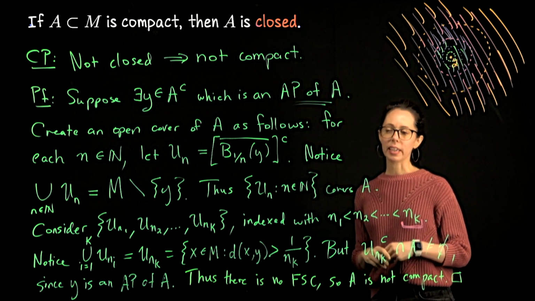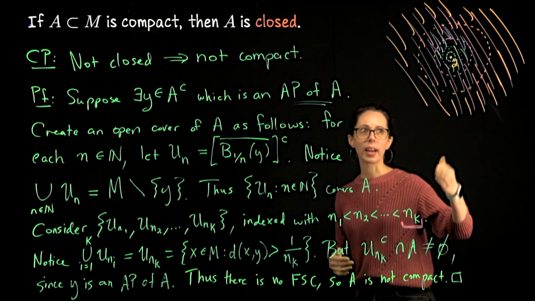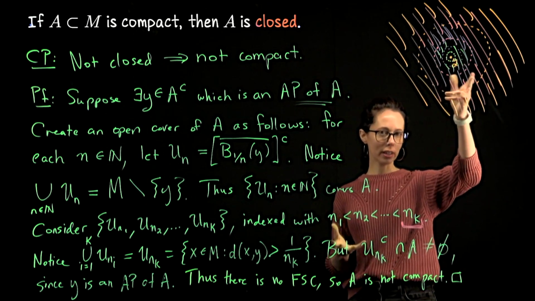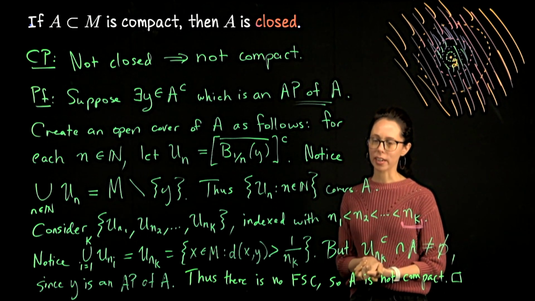This proof really illustrates or follows the examples that we saw earlier, where again, I constructed an open cover by looking for an accumulation point in the complement. So I hope that this underscores your understanding of those examples.